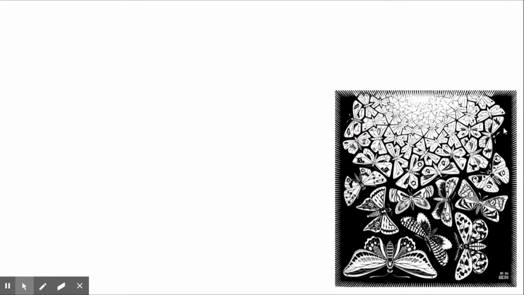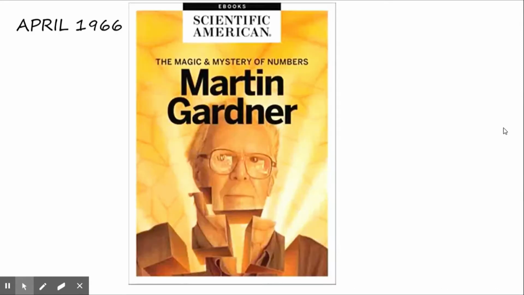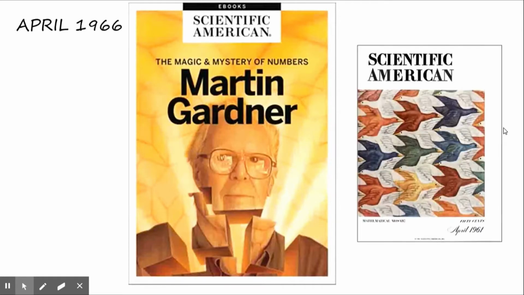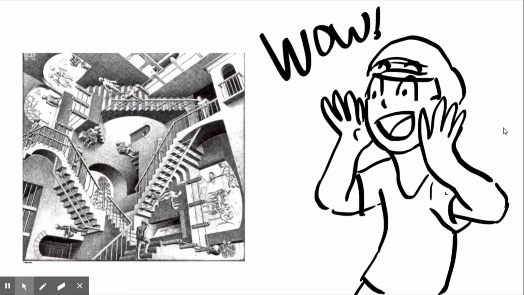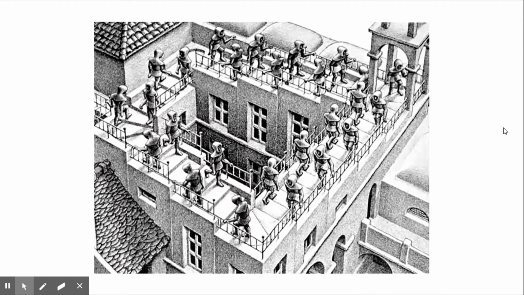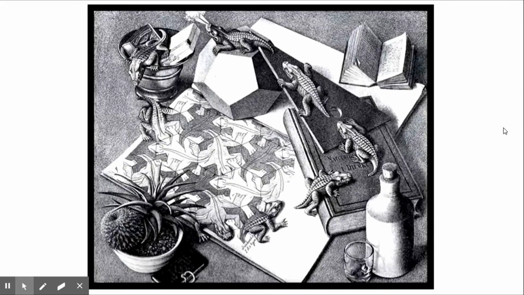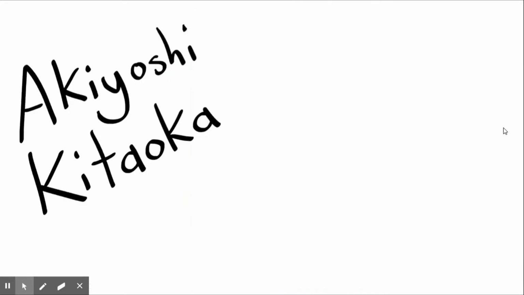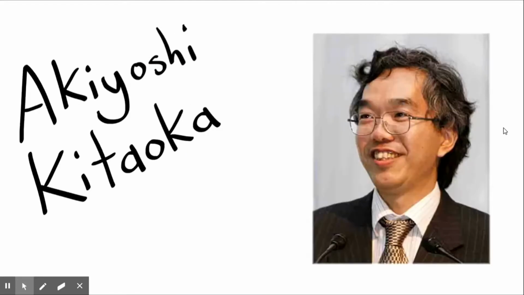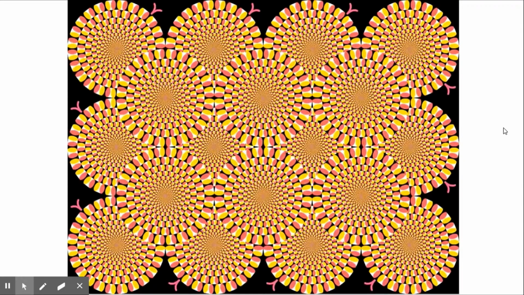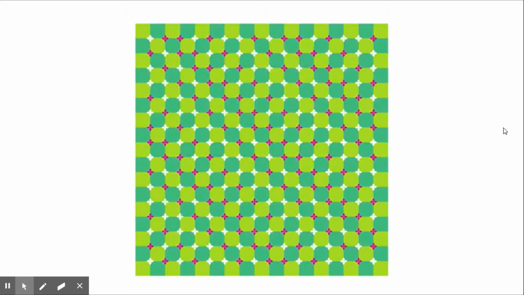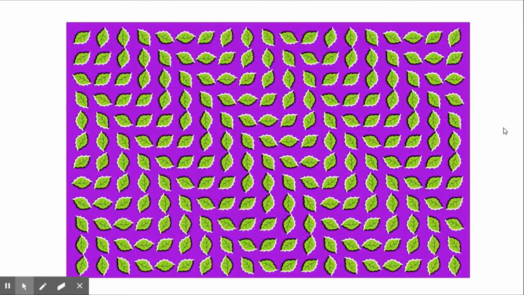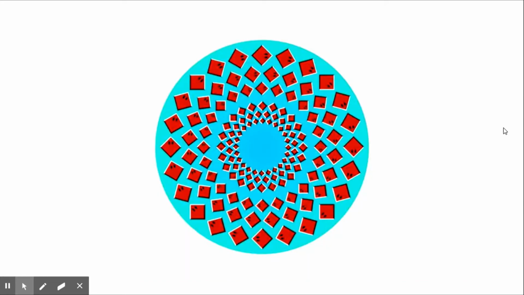Interesting. In April of 1966, Martin Gardner featured Escher's art in his Mathematical Games column in the magazine The Scientific American. Escher became famous with math lovers for his wild art that used math to bend the laws of physics. Another intellectual who did op art was Akiyoshi Kitaoka, who would make very bright, colorful, and almost hard to look at op art that tricks your brain with the bright overlapping colors.